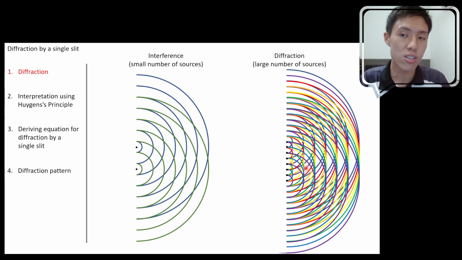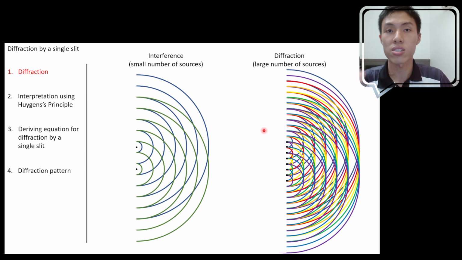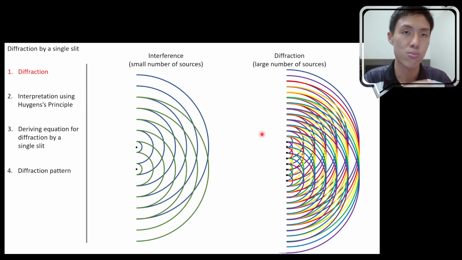Okay, so in the next video, we'll be talking about how we can use the idea of this Huygens principle to study the diffraction caused by a single slit.